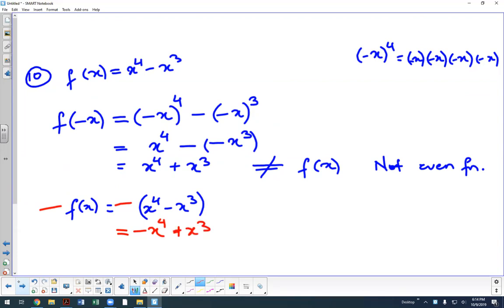So is this what I had when I did this little math here? Did I get the negative of the original function? No, because the only difference is I don't have a minus sign here either, do I? So that means this function is also not equal to the negative of the original function. So it's not even, and we just proved that it's not an odd function either.